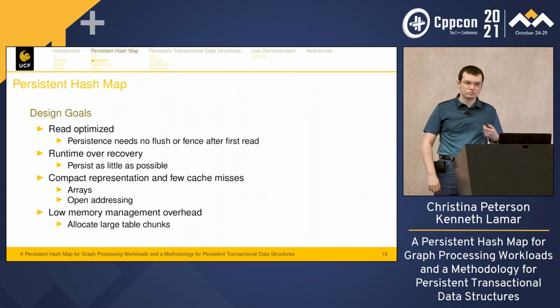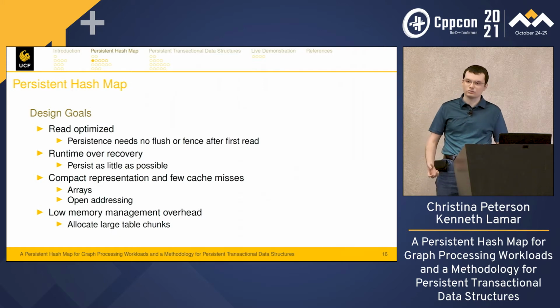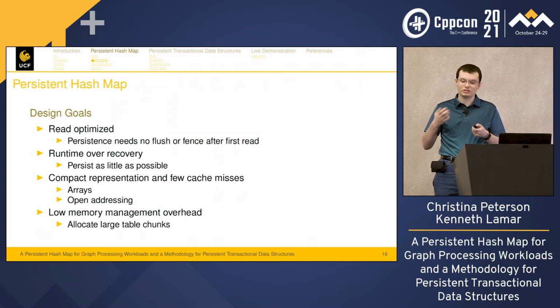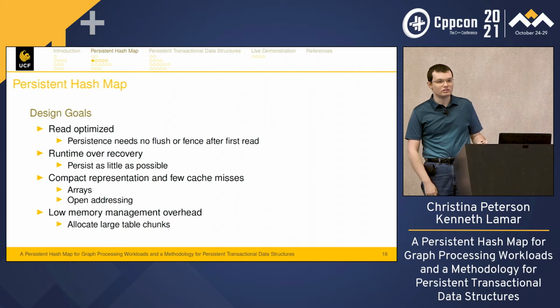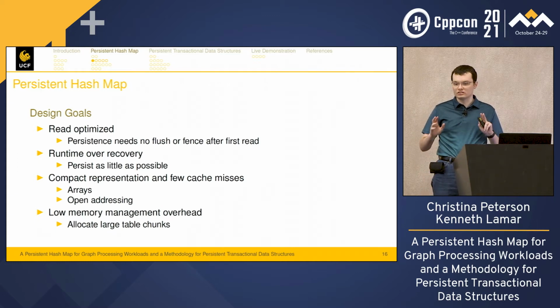So we set our design goals based around this graph analytics problem. We wanted it to be read-optimized, where persistence doesn't need to flush or fence after the first read. We also wanted to prioritize runtime over recovery, so we wanted to persist as little as possible and recover as much as possible.